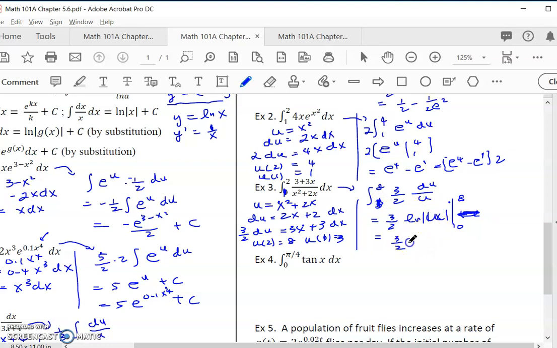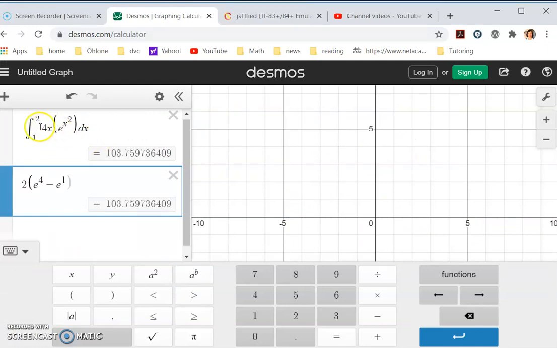So I would do ln 8 minus ln 3, right? So you should combine this together. The ln subtracting is divide. 3 over 2 ln 8 over 3. This is the exact answer. Let's check 1 to 2.